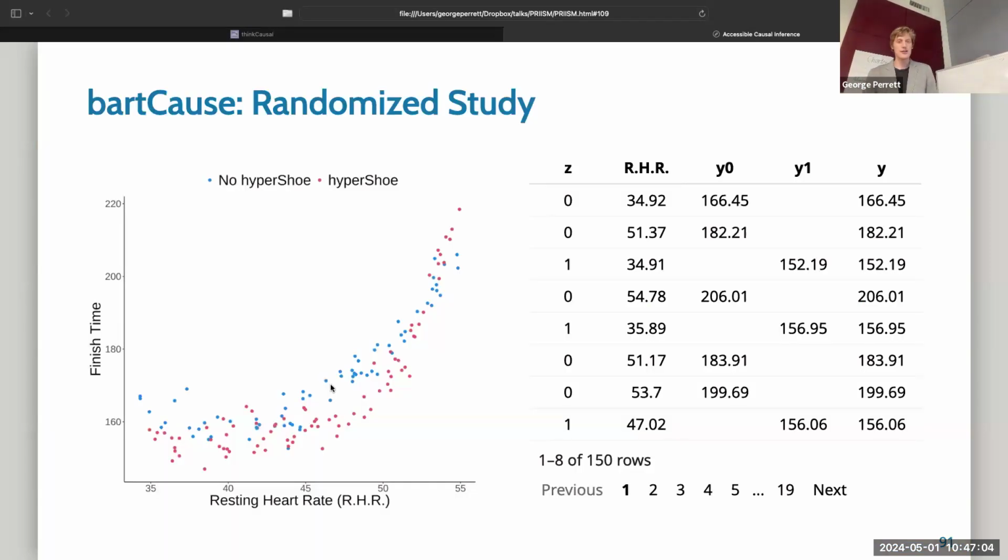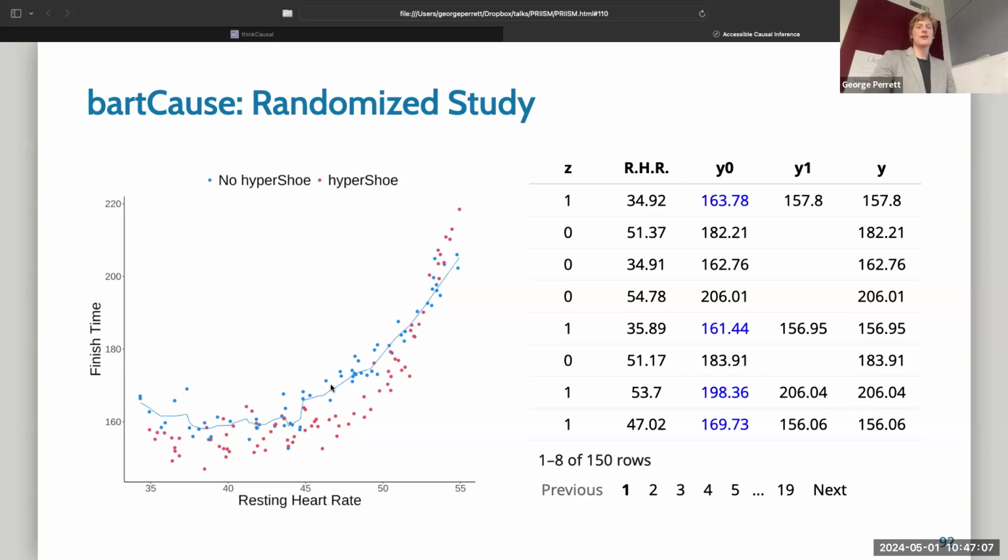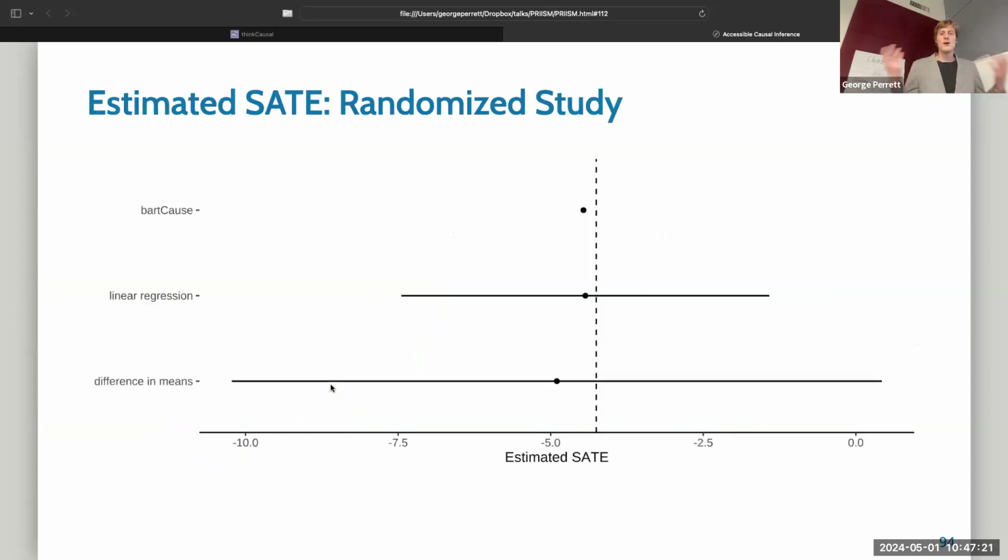So for randomized studies, we can do the same thing we've been doing, but the only difference is now we're really flexibly fitting the response. Before, our difference in means model and our linear regression were really misspecified. But now we're really fitting the data cleanly. Now our estimate looks similar to linear regression, but when we think about the uncertainty, we have much less uncertainty. So by really accurately modeling the response in an RCT, we're really reducing the uncertainty and can get more precise estimates of the sample average treatment effect.